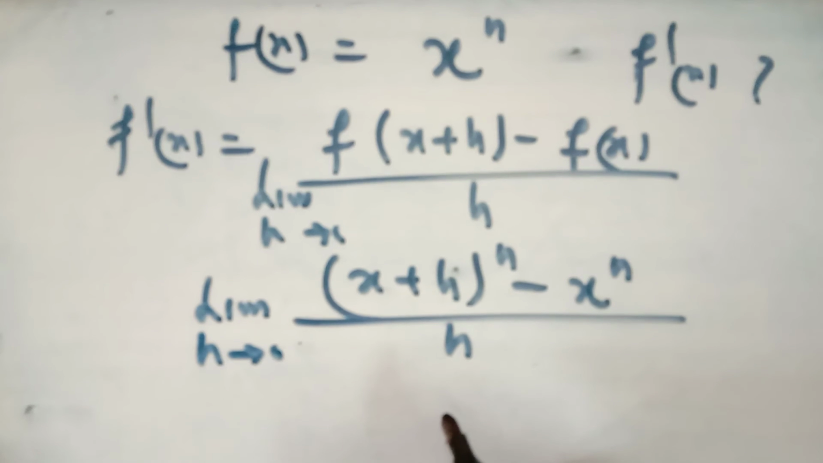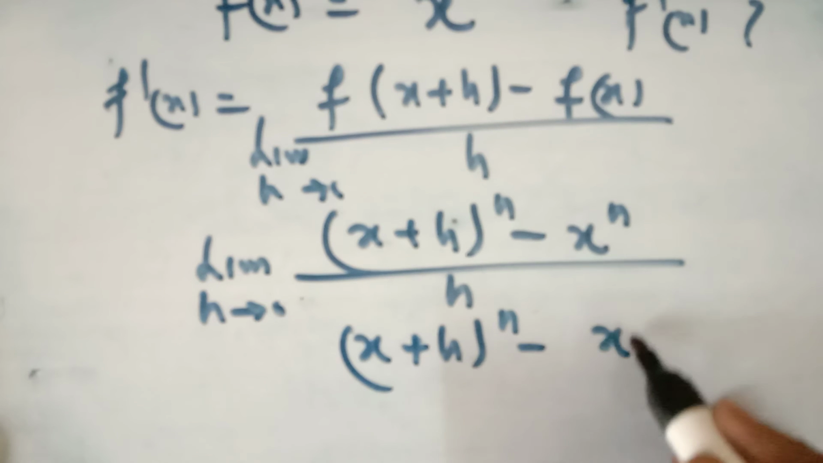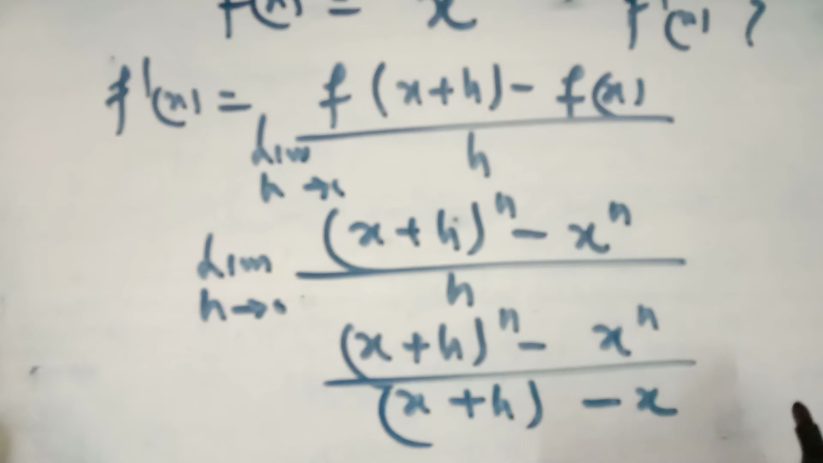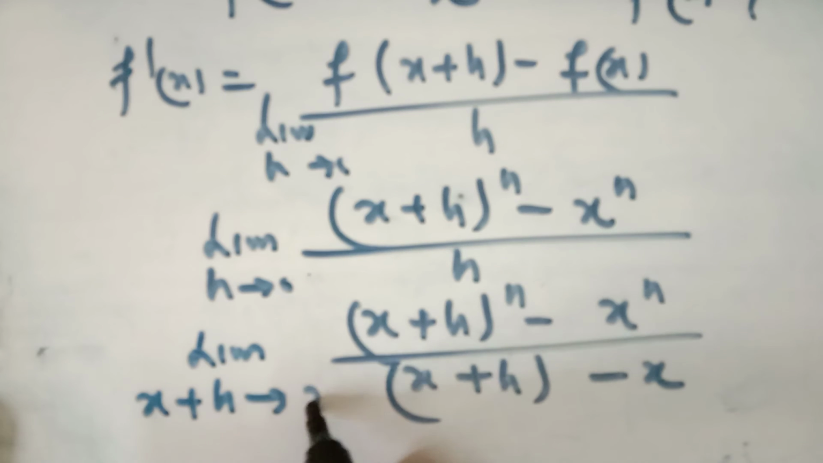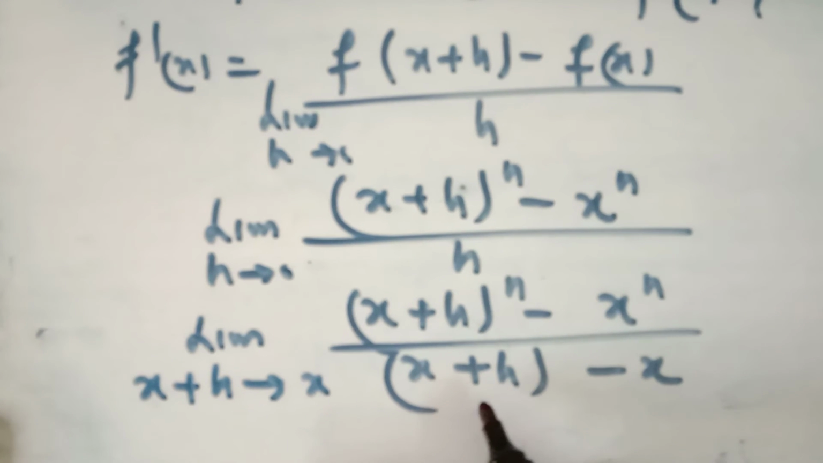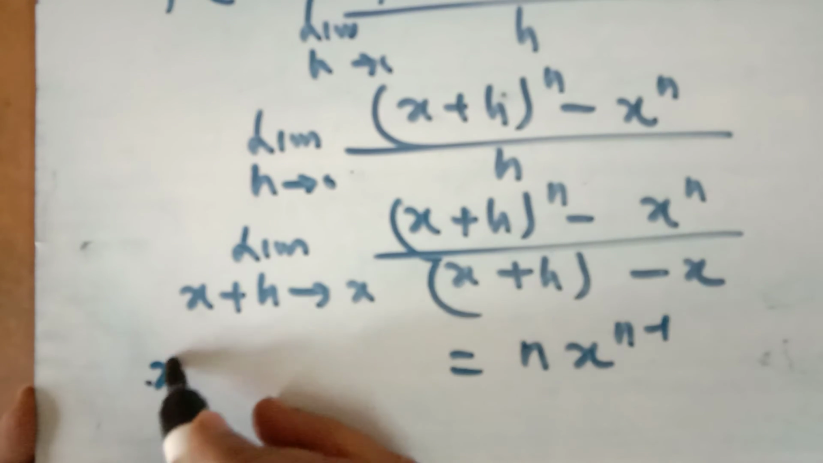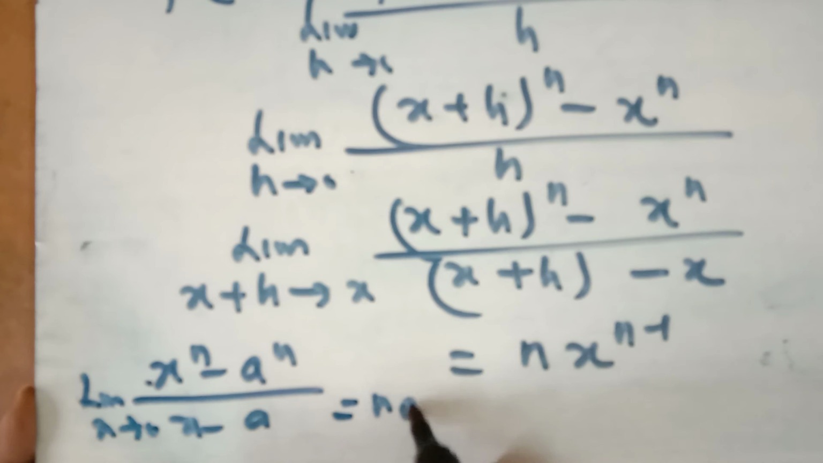Now we'll convert this limit into the standard form. We have done this type of question in the limits chapter also, adding and subtracting x, so that I will convert it into the standard form. Now it is the standard form of the limit: x to the power n minus a to the power n upon x minus a, as x goes to a, which is equal to n a to the power n minus 1.